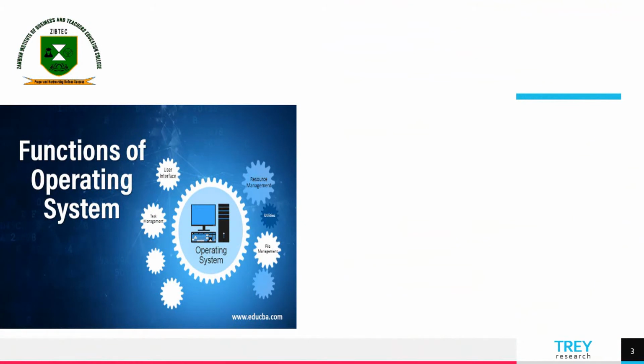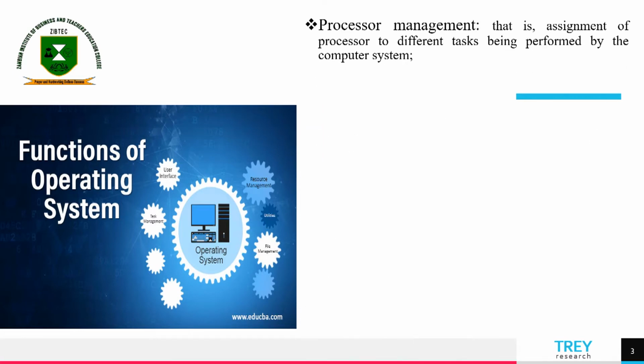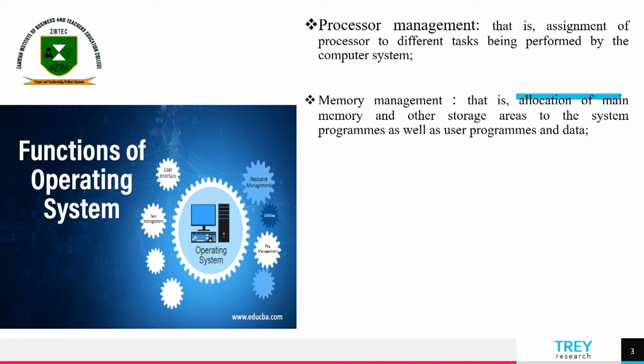operating system. So now, having defined what an operating system is, let us now look at the functions of an operating system. So now the first function is processor management, that is assignment of processor to different tasks being performed by the computer. Okay, sure, that one is self-explanatory.